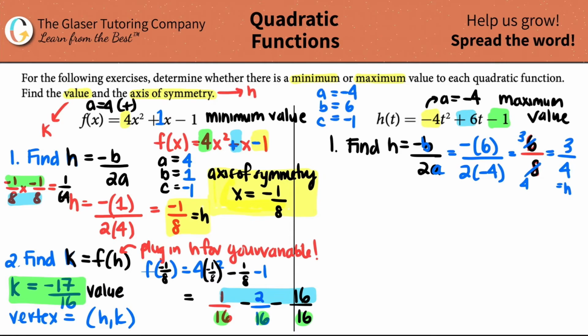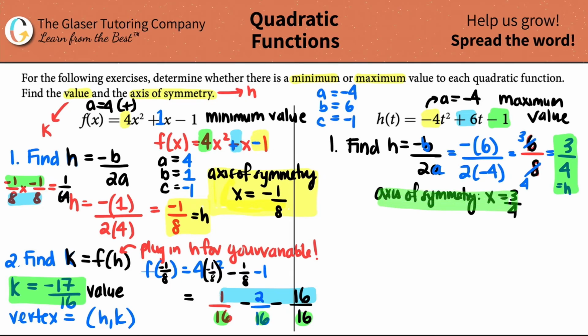There we go. And remember, when they're asking for an axis of symmetry, technically you can't say h, because the graph is not meant for h's and k's. It's made for x's and y's. So your axis of symmetry is x equals 3/4, because your vertex, the h, is the x value. Okay, so we did the first part.